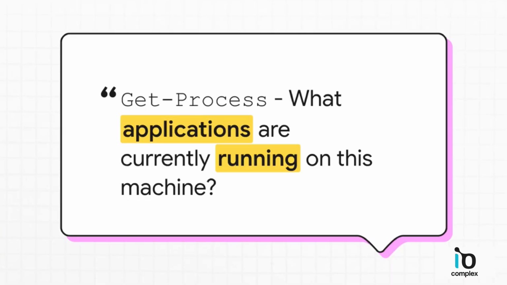Picture this. An alert fires on a specific machine. The very first question you're going to ask is, okay, what's actually running on this thing? The Get-Process command is your instant answer. It gives you a full list of every single active application. This is ground zero for any investigation on a machine.